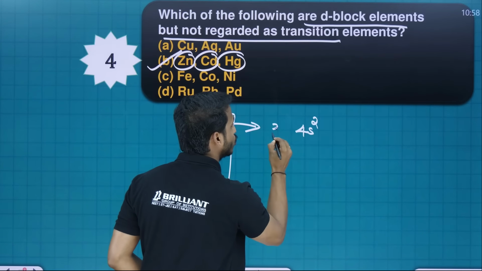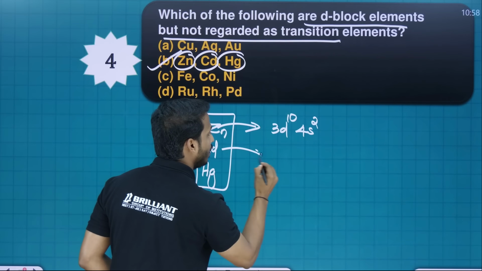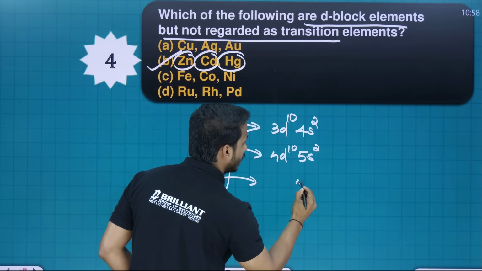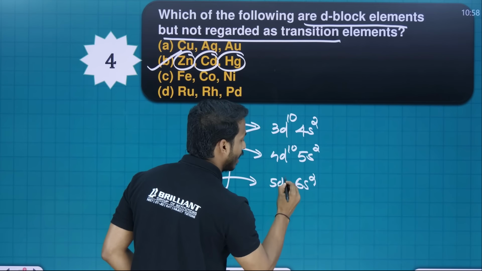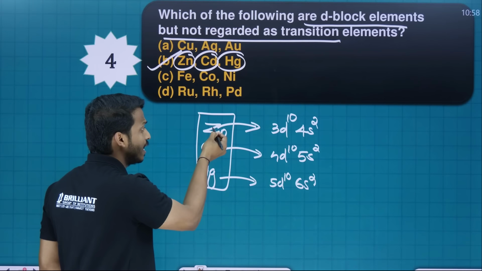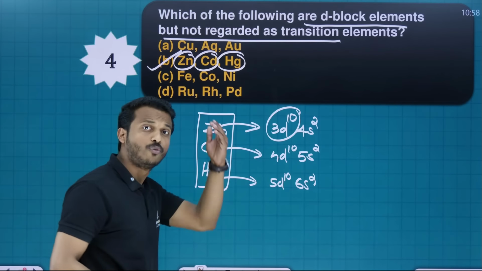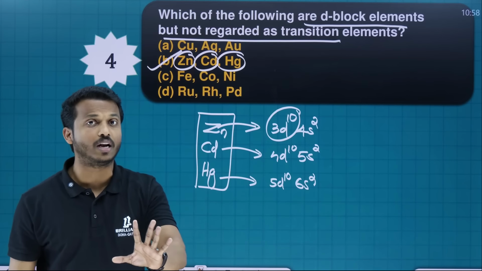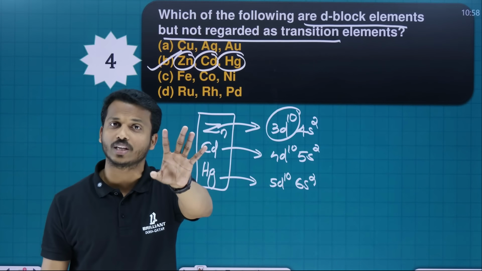You will get 4s2 3d10. And cadmium, that is 5s2 4d10. And mercury 6s2 5d10, like that. So see, their d orbital is what? Fully filled. D orbital is fully filled in their ground state or in oxidation state.